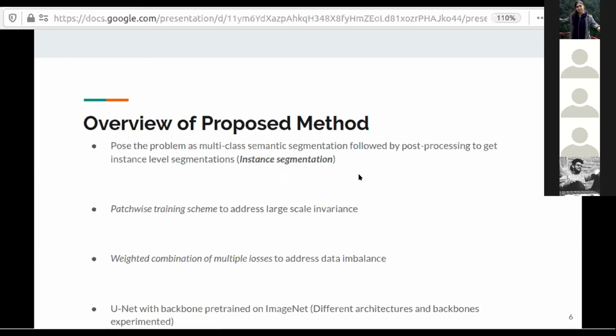We implement a patch-wise training scheme to address the large scale variance. And for training the network, we use a weighted combination of multiple losses to address the data imbalance. For the network architecture, we use a UNet with a pre-trained backbone, which I will go into detail in the later slides. We also tried different backbones, but the one we used here proved to give optimal performance.